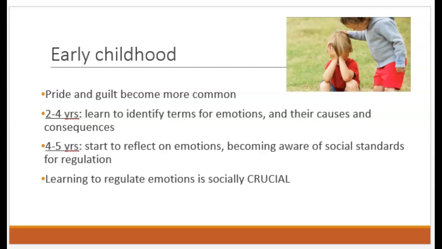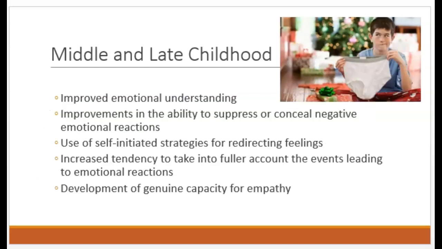Emotional regulation is a key component of socio-emotional development in childhood. In middle and late childhood, children show a growing awareness of the need to control and manage emotions to meet social standards. Also in this age period, they show enhanced emotional understanding, markedly improve their ability to suppress or conceal negative emotions, such as concealing their disappointment at receiving socks or underwear as a gift, use self-initiated strategies for redirecting feelings, have an increased tendency to take into fuller account the events that lead to emotional reactions, and develop a genuine capacity for empathy.